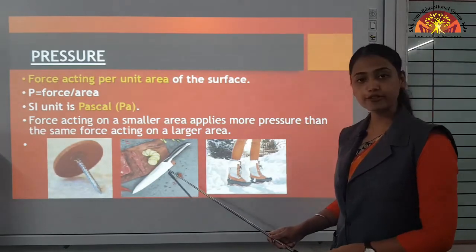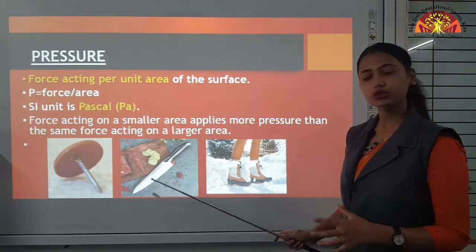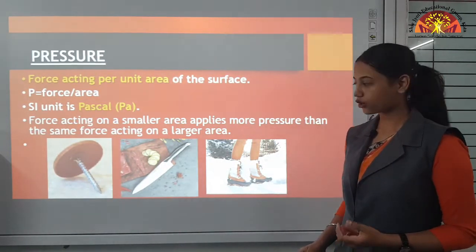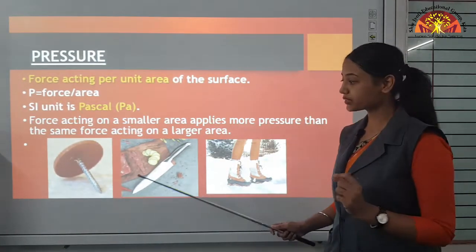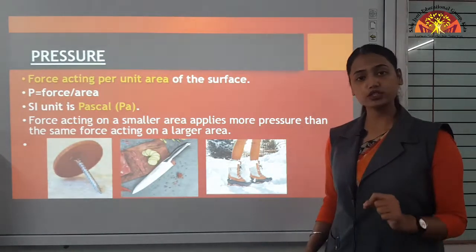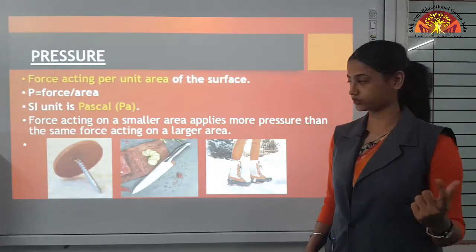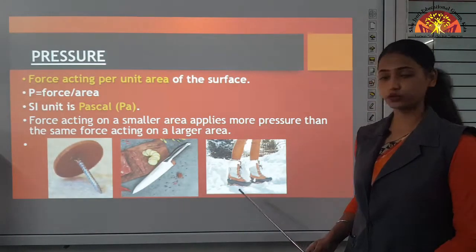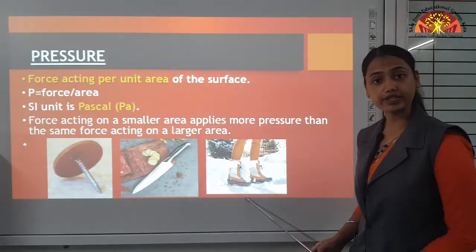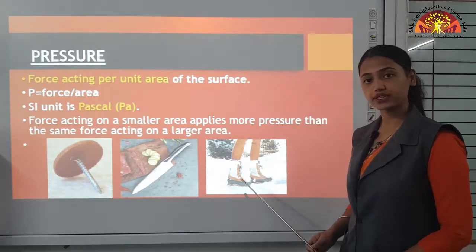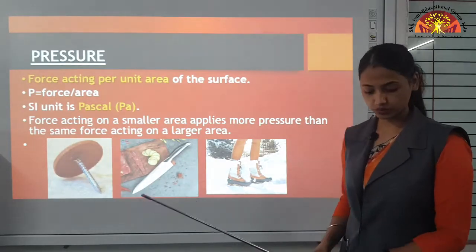We use a knife for cutting vegetables and fruits. Do you use a sharp knife or a blunt knife? Obviously the sharp knife makes it very easy to cut fruits and vegetables. Why? Because a sharp knife has a very small area, and small area means more pressure. While walking on snow, you wear special boots because these boots have a larger surface area. More surface area means less pressure, and you will not get sunk into the snow.